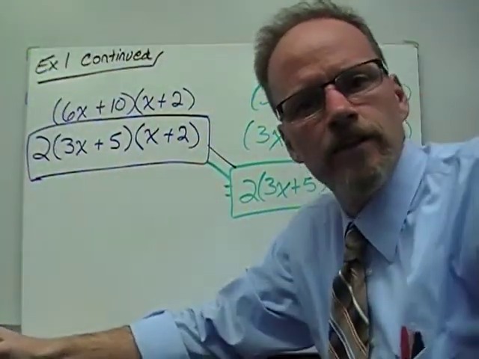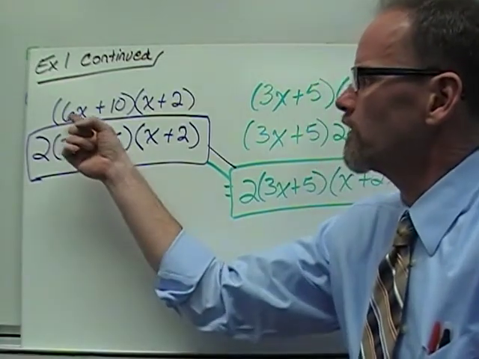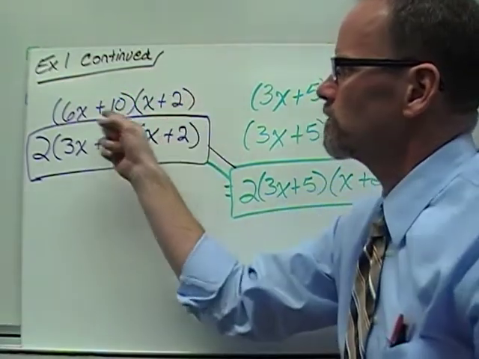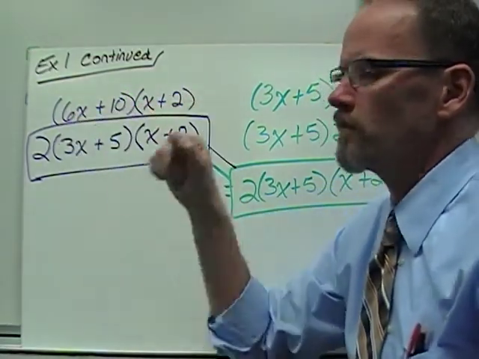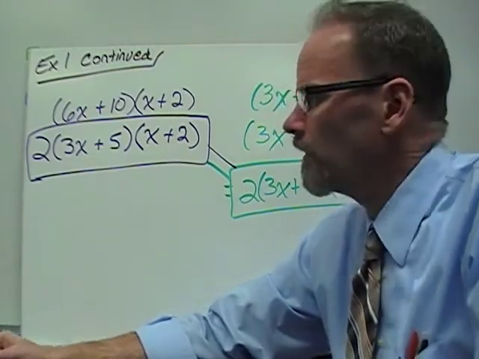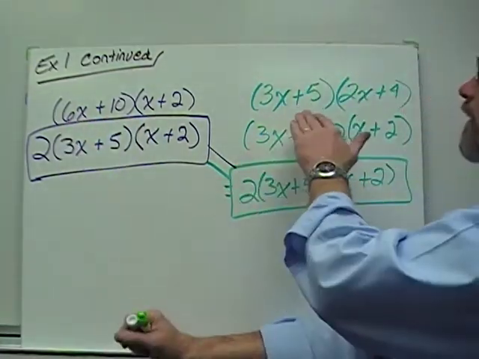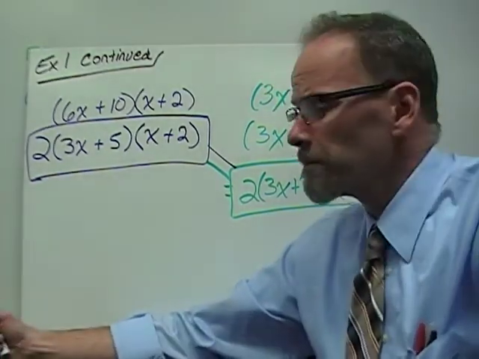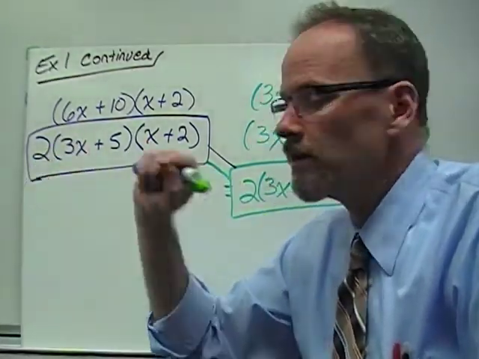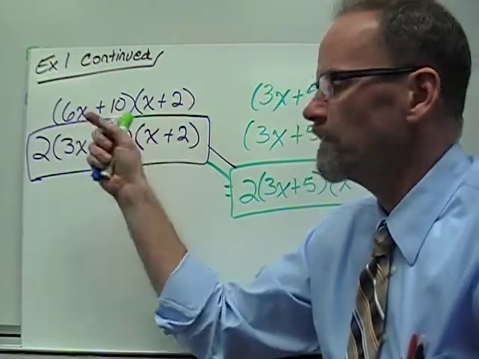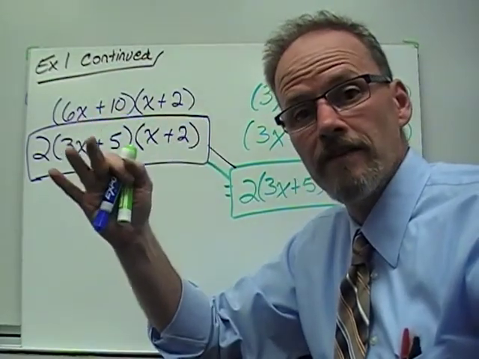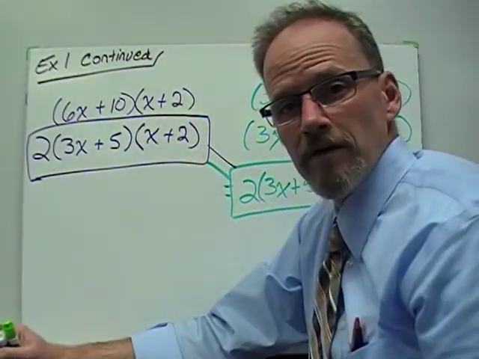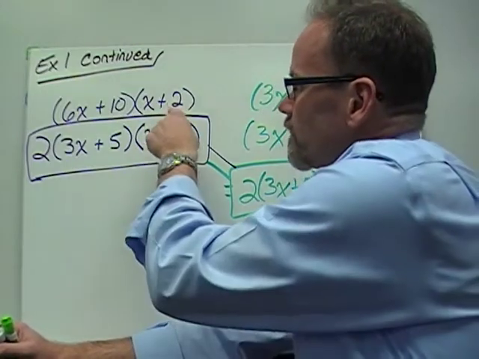Example 1, continued. I took our first option, 6x plus 10 times x plus 2. Remember, 6 times 1 and then 10 times the 2, and we had the 22x. So we knew that worked. And then I also put our other option up here that we knew would work. If you remember, I have to look at this and ask, did I factor out everything yet? Here, I only have 1 and 2, which are prime numbers. Yes, I did factor everything there.